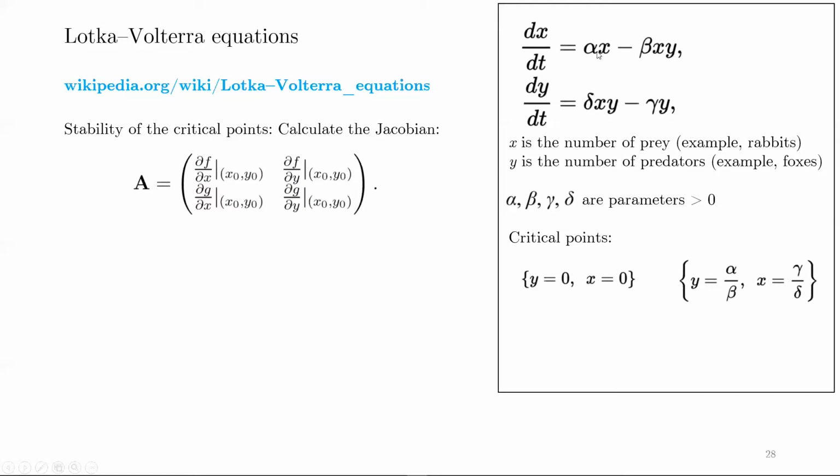So df by dx is going to be alpha minus y times beta. Df by dy is just going to be minus beta times x. dg by dx is going to be just delta times y, and dg by dy is going to be delta times x minus gamma.